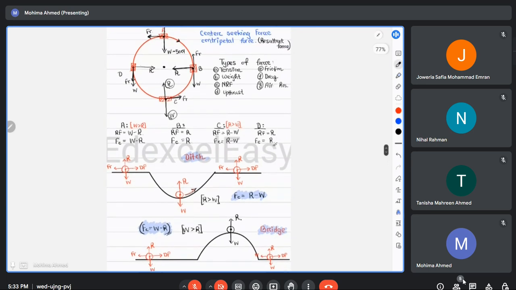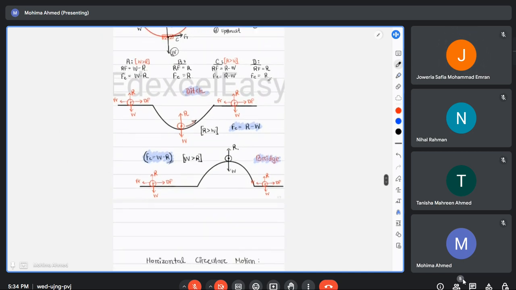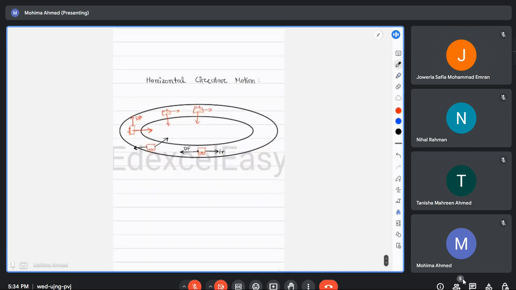Are there any questions from the circular motion, from the vertical circular motion part? No, ma'am. Okay. Then we will start with the equations. Like, how can I derive those equations from circular motion?